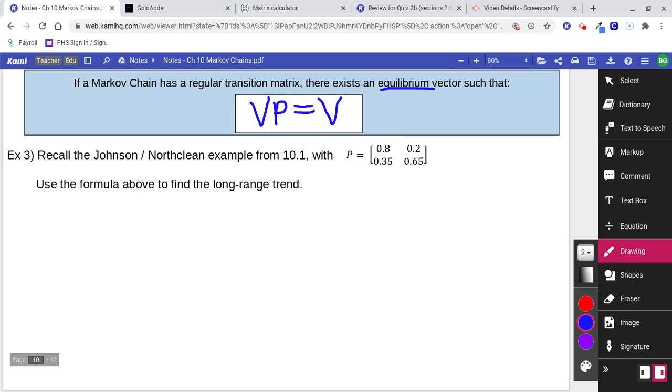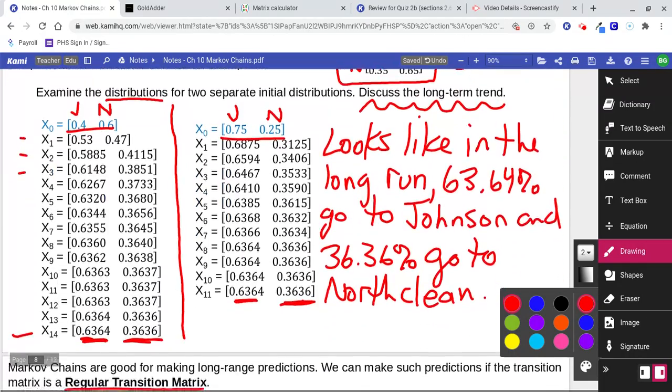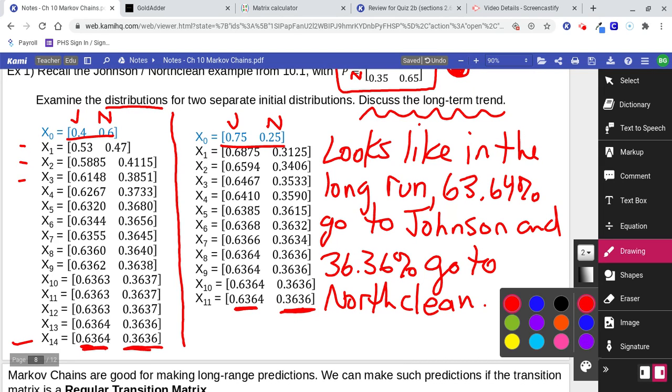So example 3 is talking about the Johnson and Northclean example again. So we've got this transition. And so the formula above says VP equals V. So V is going to represent the initial distribution. Now remember, in the first example, I showed you a couple of examples, and it started at 0.4, 0.6. That was a vector. That was the initial distribution for that problem. And then I showed you that maybe it was 0.75 and 0.25. That was a different initial vector.